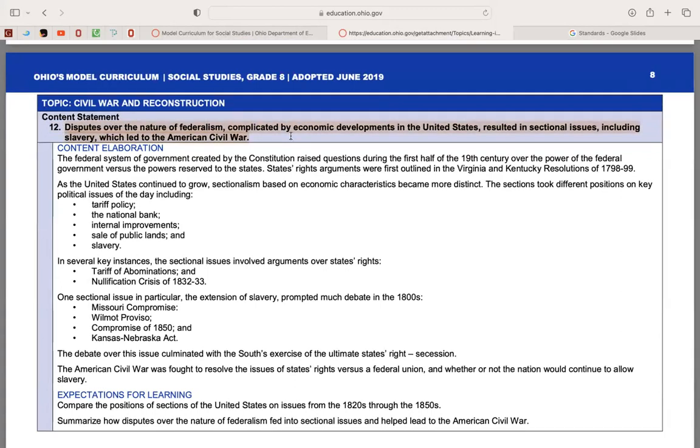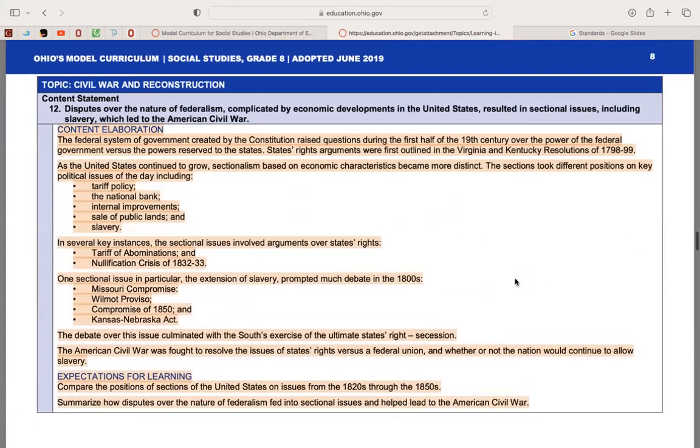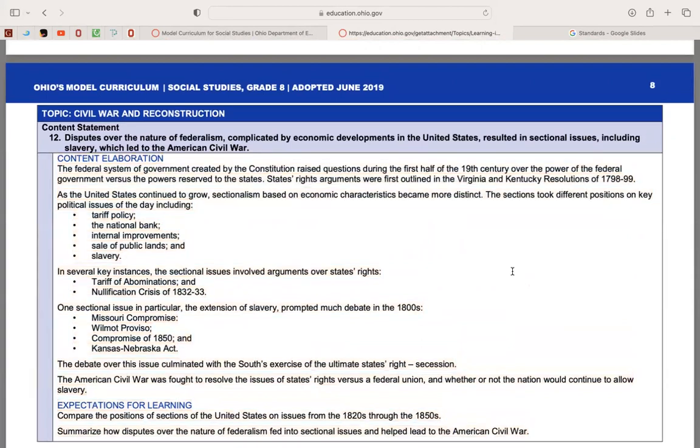I usually have my students read these aloud. So: disputes over the nature of federalism, complicated by economic developments in the United States, resulted in sectional issues, including slavery, which led to the American Civil War. So there's a lot to unpack there, and that's what the content elaboration is for. So using all of this, first, you have to make sure that you know the information inside of it. A lot of the times watching documentaries and finding documents on the Library of Congress's website helps a lot in terms of familiarizing yourself, and not to forget about the vocabulary that is needed to understand as well.